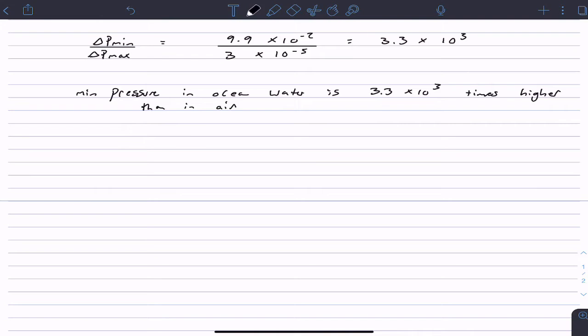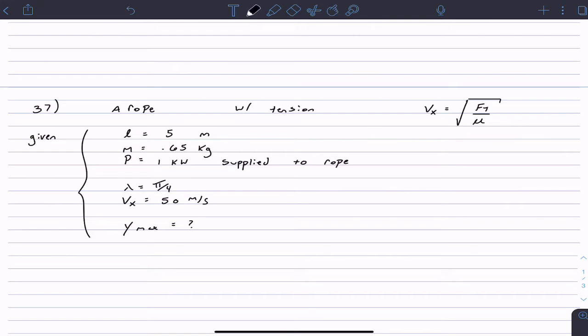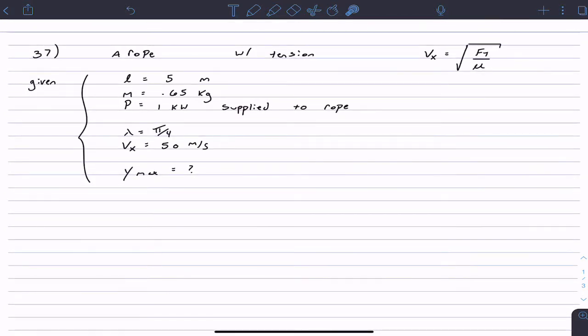Number 37. We're given a rope with tension. So we're given that the rope is 5 meters long, it's 0.65 kilograms. The amount of power supplied to the rope is 1 kilowatt. We're given a wavelength, we're given a wave speed, and we're asked to find y max.